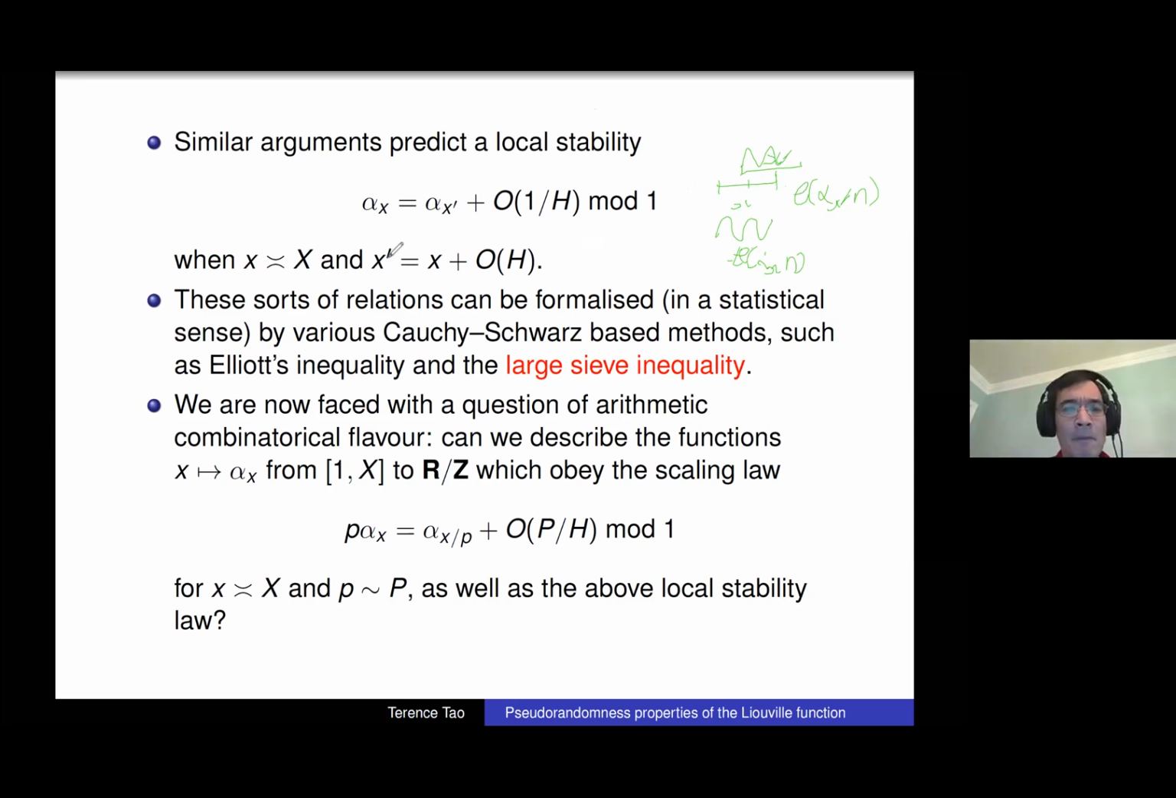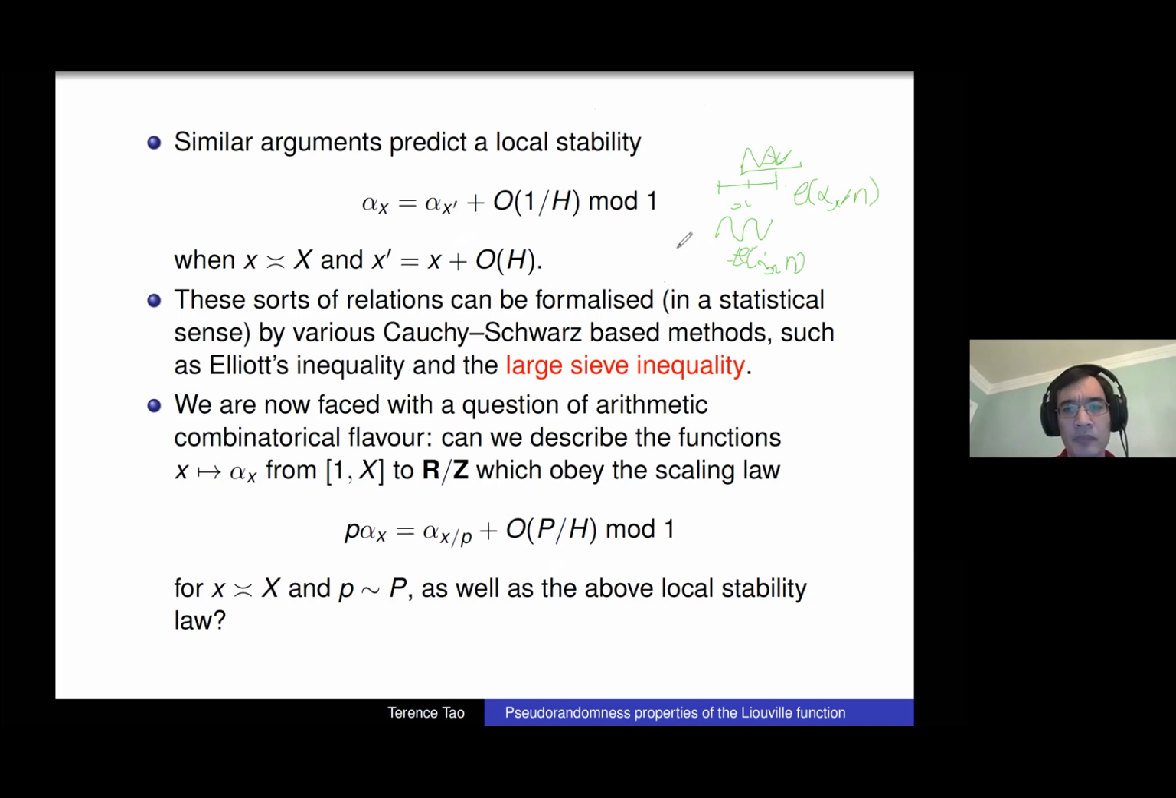All right, what kinds of frequency assignments x maps to alpha x can you find which are locally stable, so that they don't vary very much when you take small perturbations, and also have this multiplicativity, that if you dilate x by 1 over p, the frequency should increase by p, at least mod 1. Okay, so you want to solve these two equations. Now, it turns out that there's an obvious solution to the system of equations.